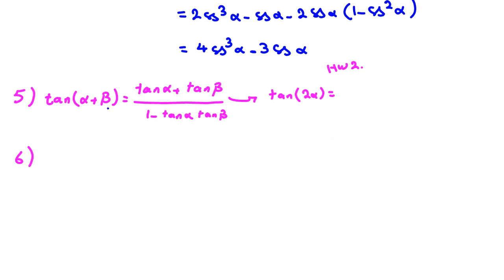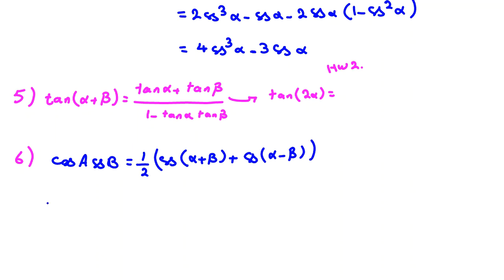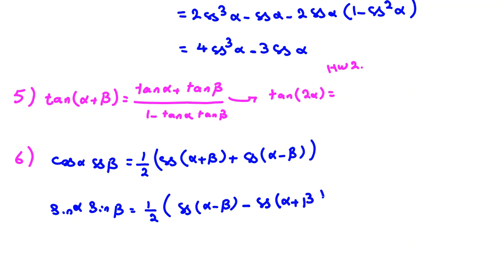Sixth idea. Next idea is related to changing product to sum. If we have cosine A times cosine B, it will equal 1/2 times cosine of A plus B plus cosine of A minus B. Okay. Let's write cosine alpha cosine beta. Sine alpha sine beta equals 1/2 times cosine of alpha minus beta minus cosine of alpha plus beta.